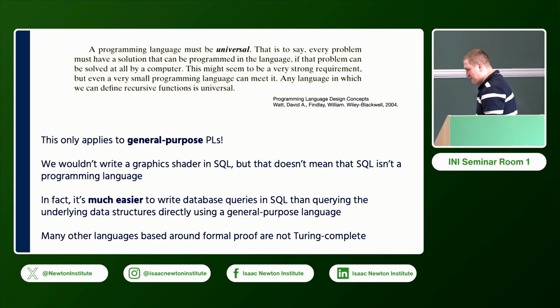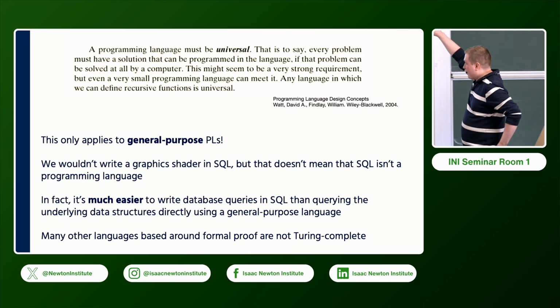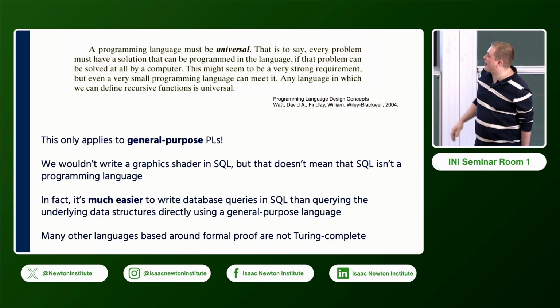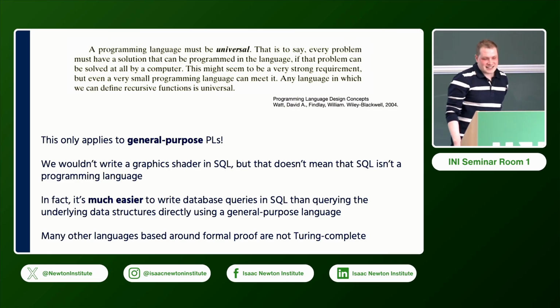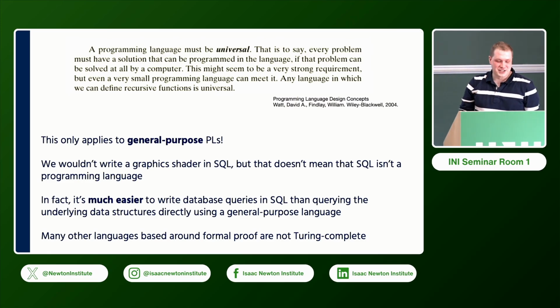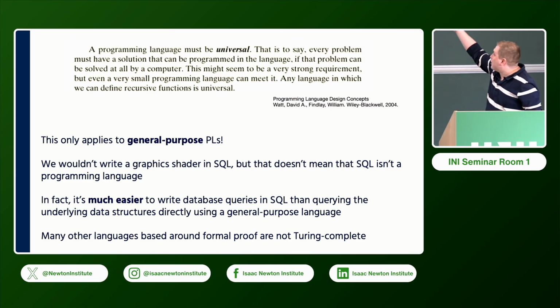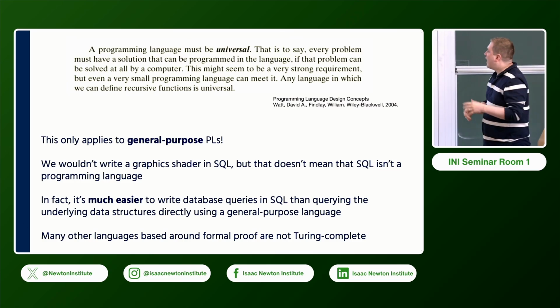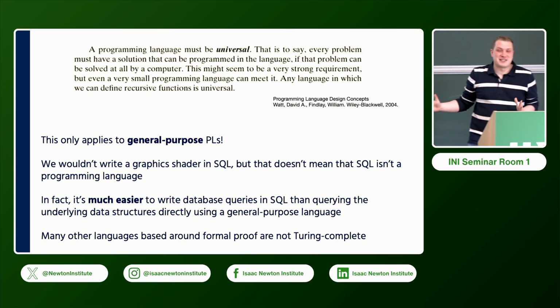I've taken over our programming languages course, and this is a segment of one of the course texts, and it says a programming language must be universal. That is to say, every problem must have a solution that can be programmed in the language, if that problem can be solved at all by a computer. And then it goes on. Now, I have very strong opinions about this.